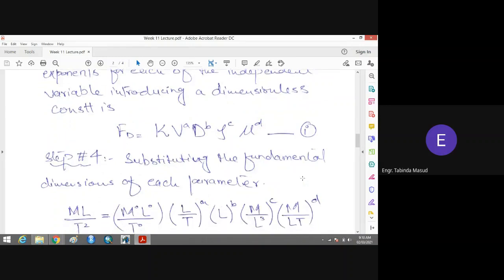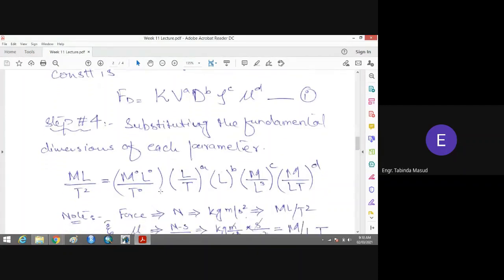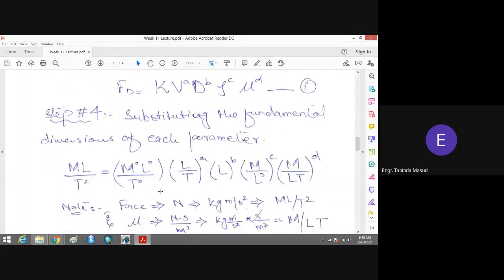Then what is step number 4? In step number 4, we will put the fundamental dimension of each parameter. What are the fundamental dimensions? Mass, length, and time. These are the fundamental dimensions, and we have to put the fundamental dimensions of all the parameters of equation number 1. So how can you do it?